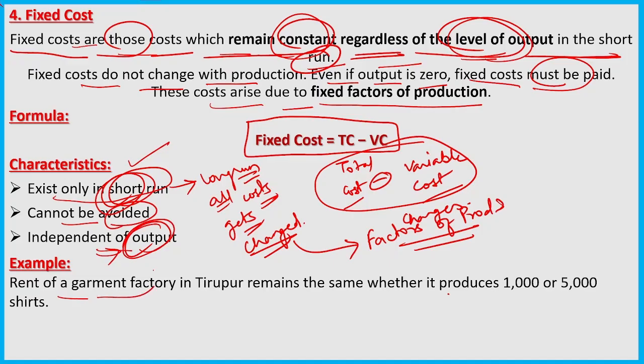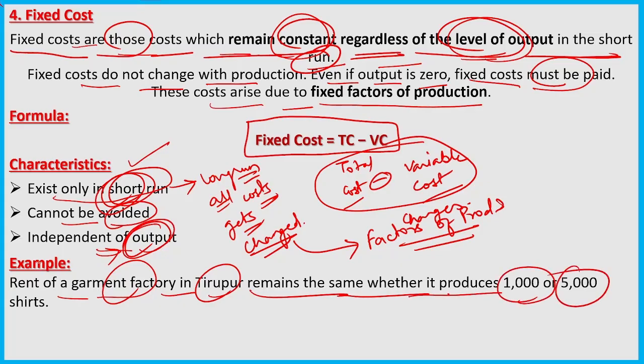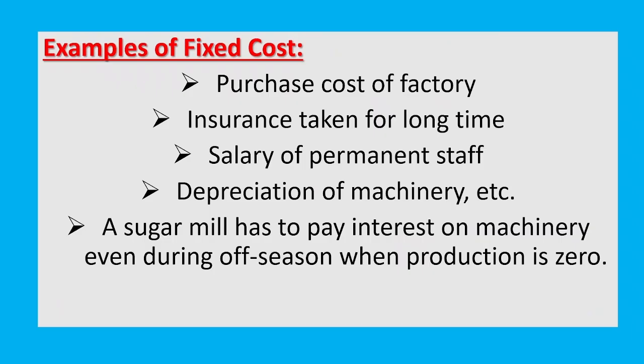Example: the rent of a garment factory in Tirupur remains the same whether it produces 1000 or 5000 shirts. रेंट पे करना है, कंपल्सरी है, वो तो आपको करना ही है. आप चाहे उसमें 1000 चीजें फैक्ट्री में बनाओ, 5000 बनाओ या बनाओ ही नहीं. ठीक है? तो ये कुछ शॉर्ट रन की जो फिक्स कॉस्ट है जो आपको भरनी होती है या इंकर करनी होती है. एक दूसरा एग्जाम्पल मैं आपको देती हूँ.